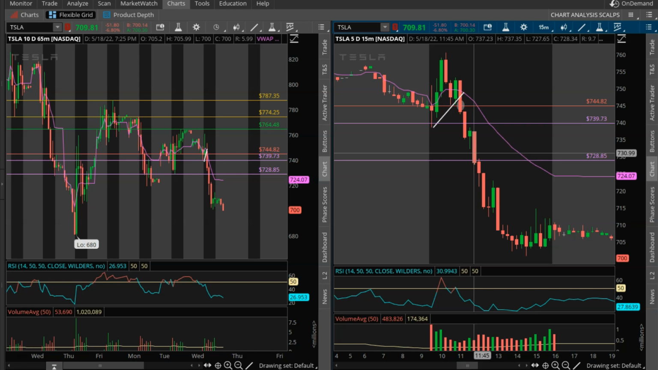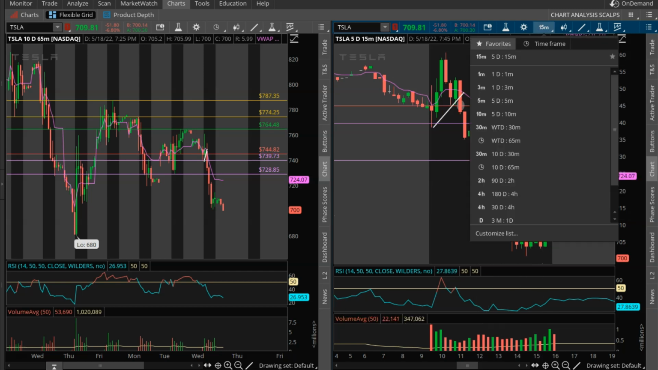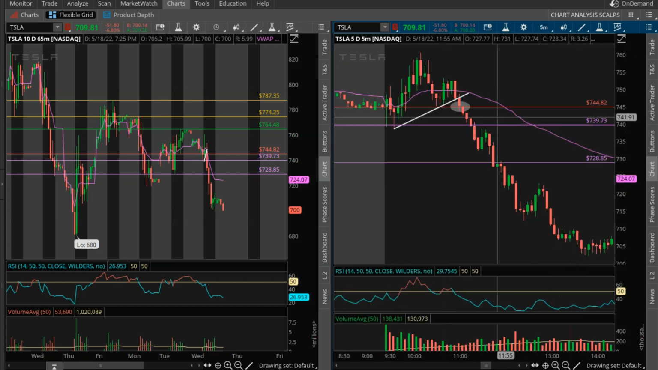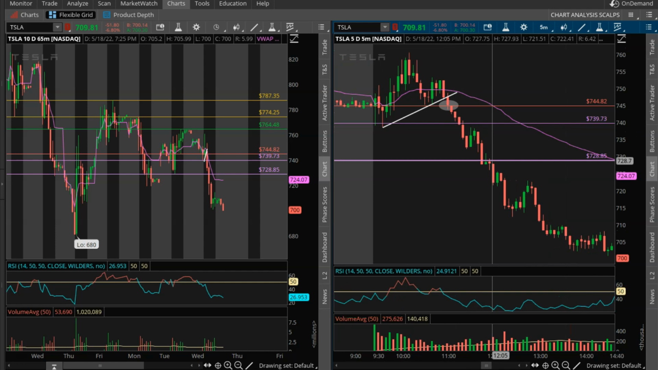So if you have a full-time job or you're busy with your family or whatever, you can just slap on a trailing stop and let the play do its thing. Once you get in the trade on a 5-minute or a 2-minute or a 1-minute, whatever you do, you then want to switch to a 10-minute or a 15-minute so you can stay in the trade longer.